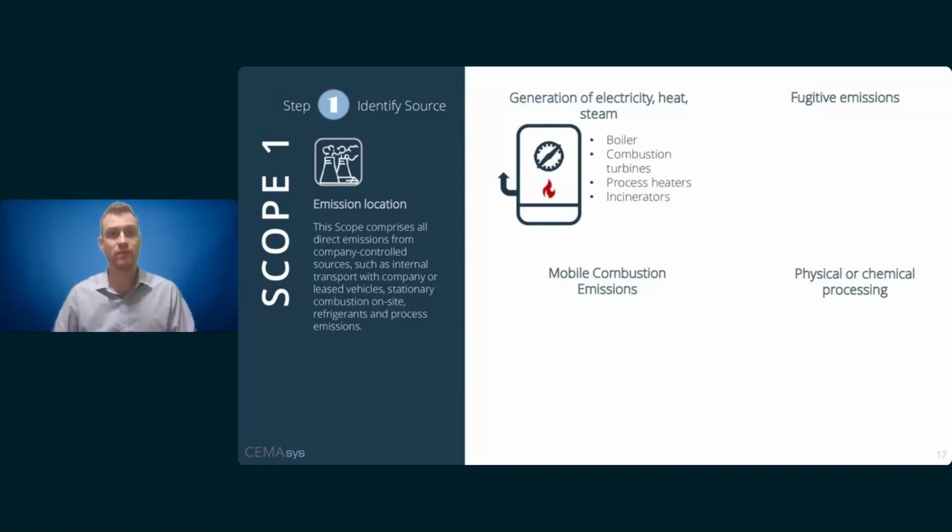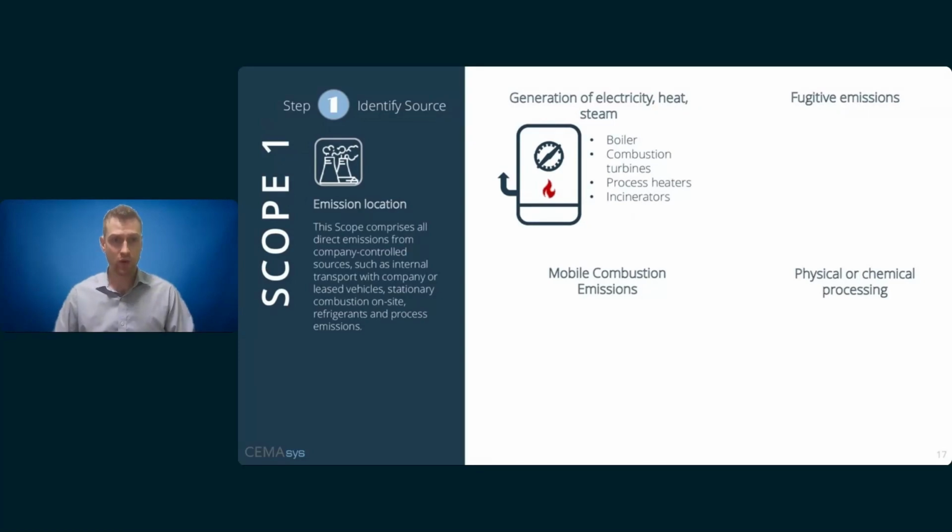Starting with stationary combustion for the generation of electricity, heat, and steam. This category may be relevant to you if your company owns or operates buildings which have on-site energy production. Emissions may come from operating boilers, combustion turbines, incinerators, or anything in which emissions are directly released from your building.